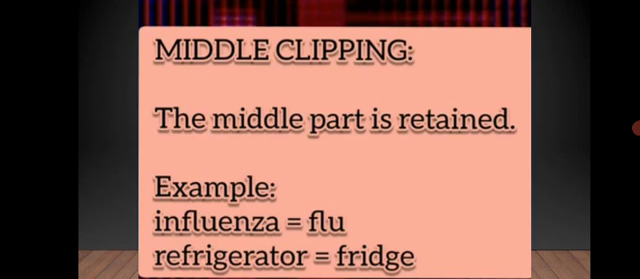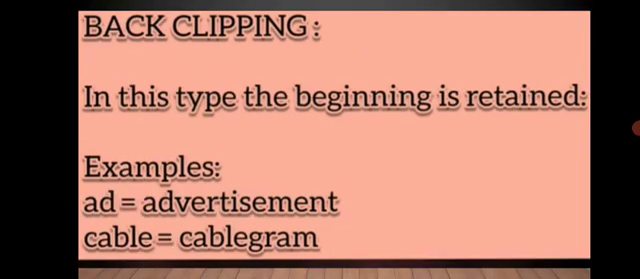In refrigerator, we cut the first and last part, RE and RATOR, and the word fridge is retained. That is, the middle part is retained. Is it clear, children? Influenza, flu. Refrigerator, fridge. Next, back clipping. In this type, the beginning is retained. So we have to clip the last part. Okay? So back clipping, fore clipping, middle clipping, like that.